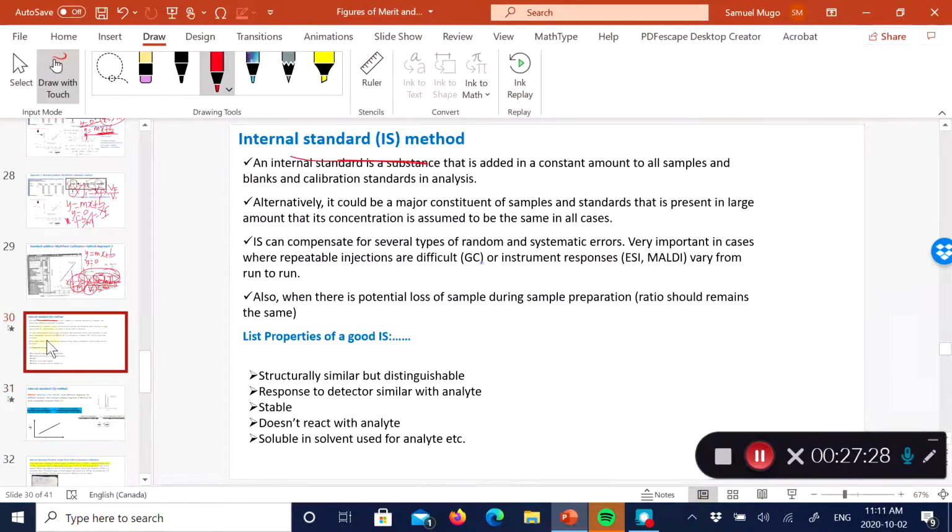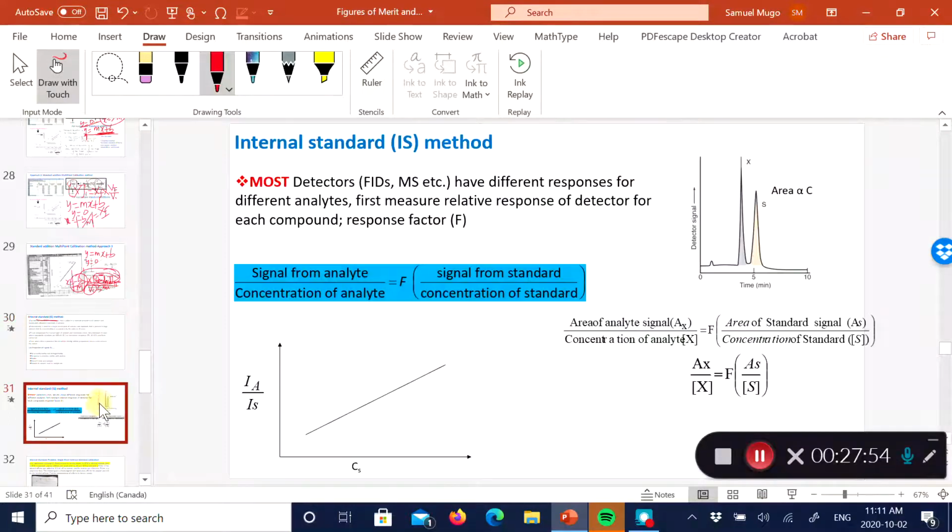You would take the unknown and spike it with the internal standard. As I've said, the internal standard that you choose should have all these properties: structurally similar but distinguishable. It should respond to the detector in a similar way as the analyte. It should be stable, it should be soluble in the same solvent, and it should not interfere or react with the analyte.